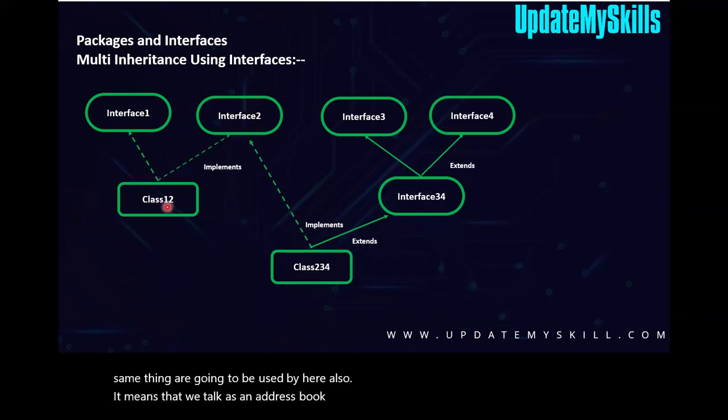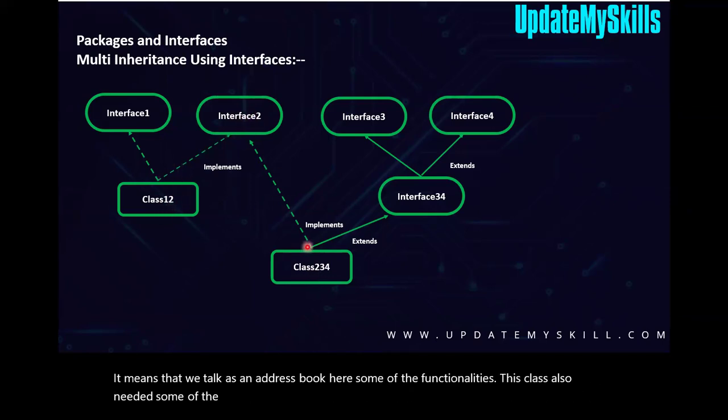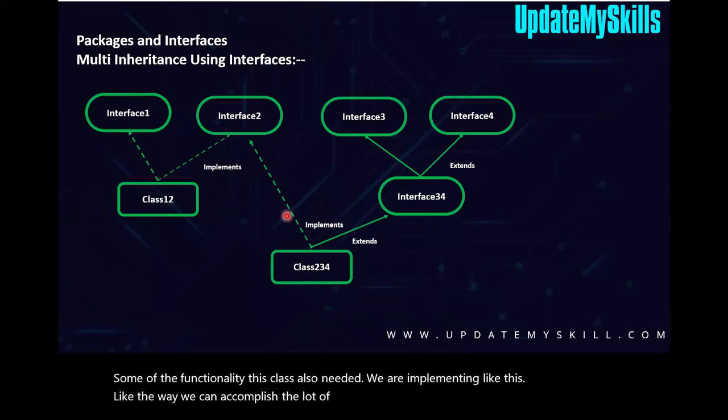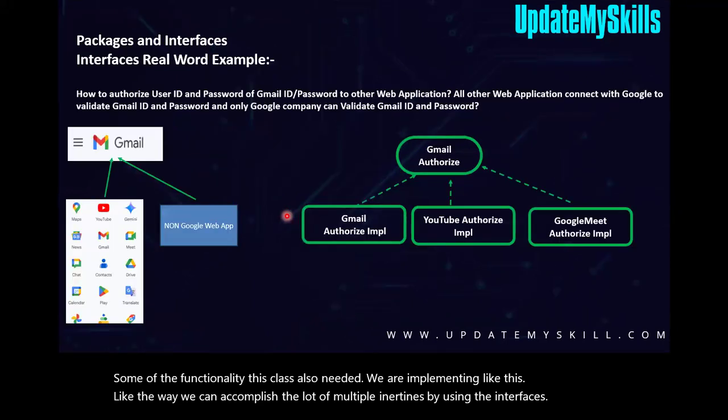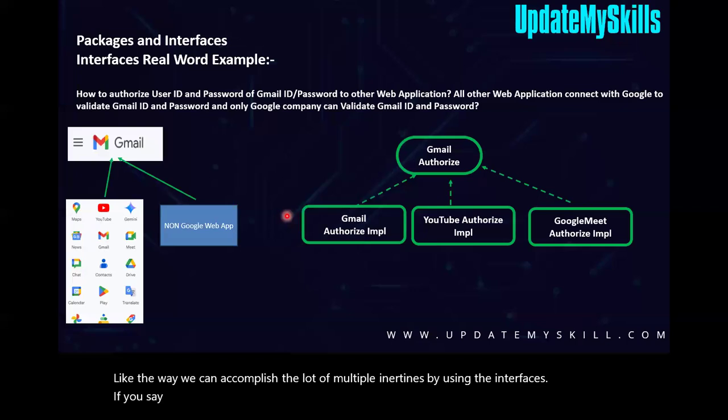Some of the functionalities this class also needed. Some of the functionality this class also needed. We are implementing like this. This is the way we can accomplish multiple inheritance by using interfaces. If you want a real example, I'm going to explain one more example here.